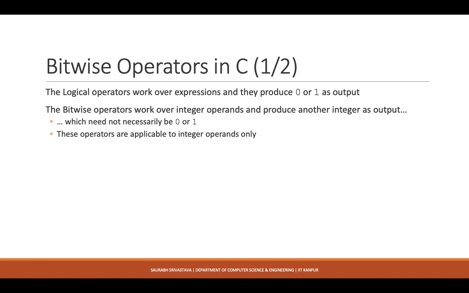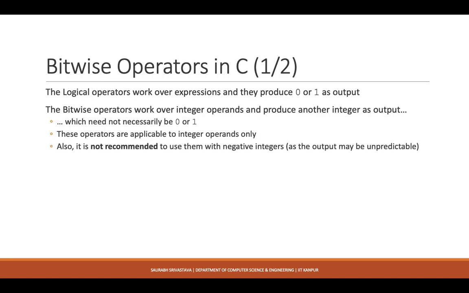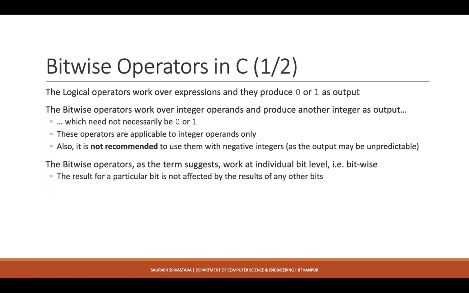So these operators are applicable only to integer operands. That is the first thing that you have to understand. You cannot apply these bitwise operators to any other type of operand, just integers. And another thing that you should know is that it is not recommended to use them with negative numbers, as the output may be unpredictable. We'll have a look at some of the examples, but it is highly recommended that you use them only with positive integers.